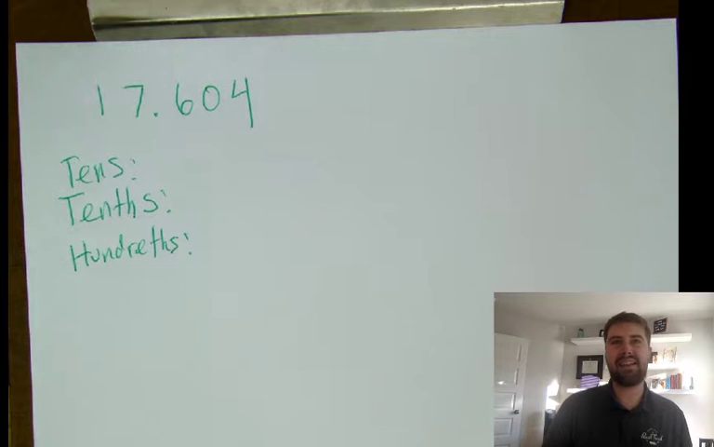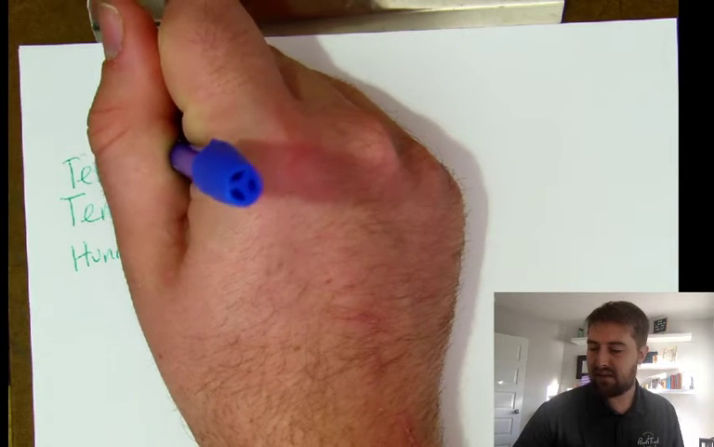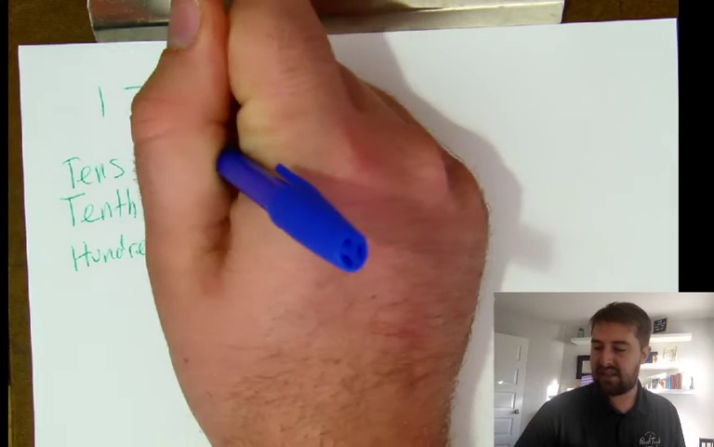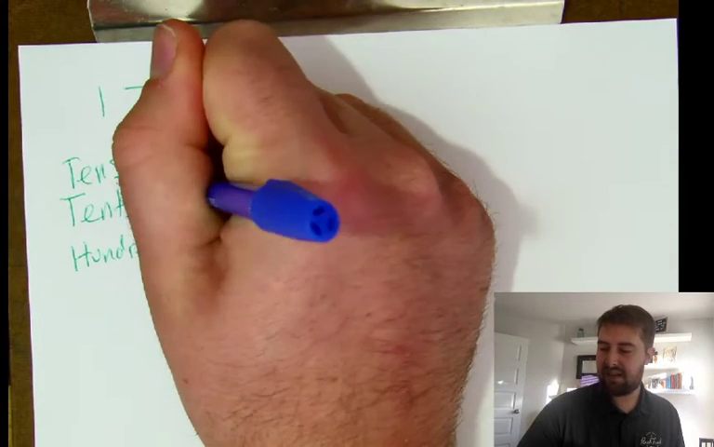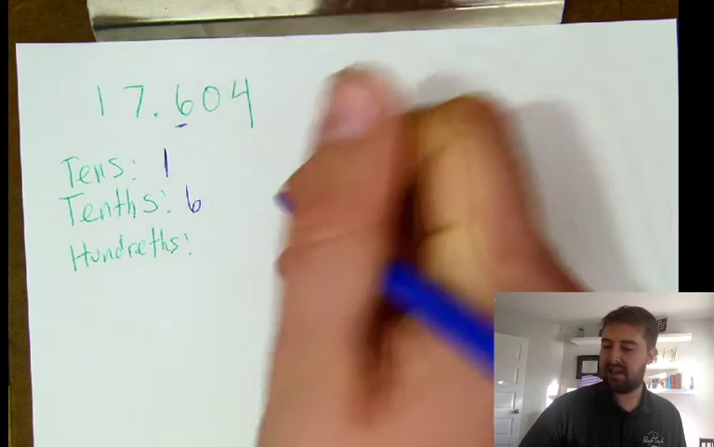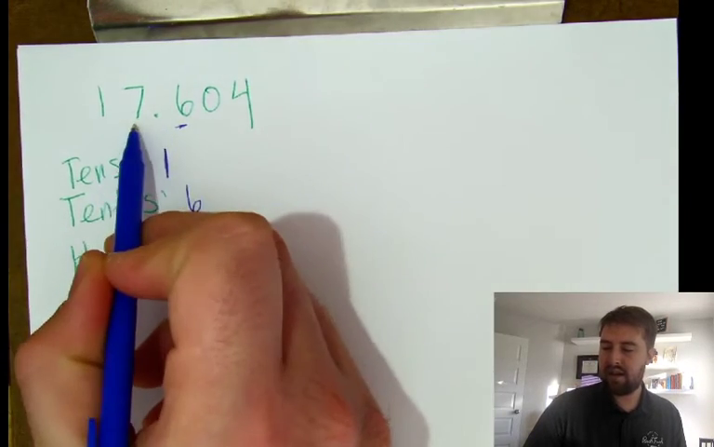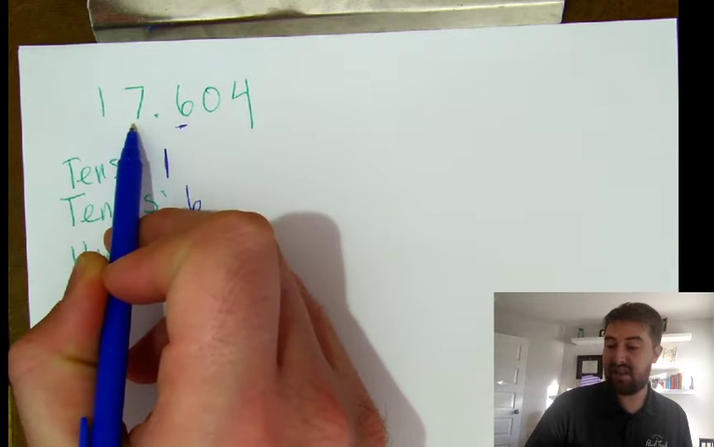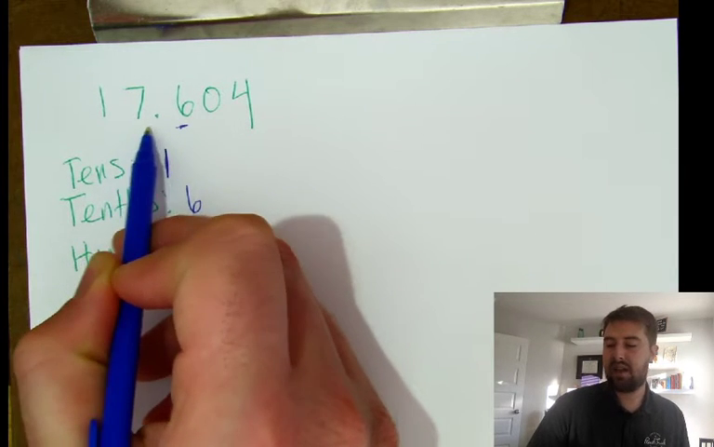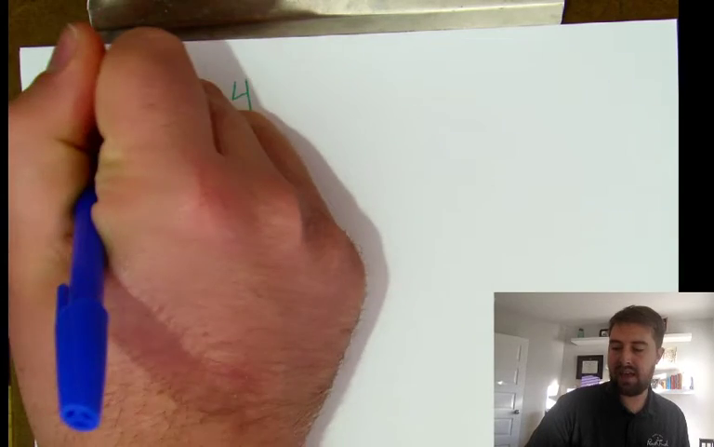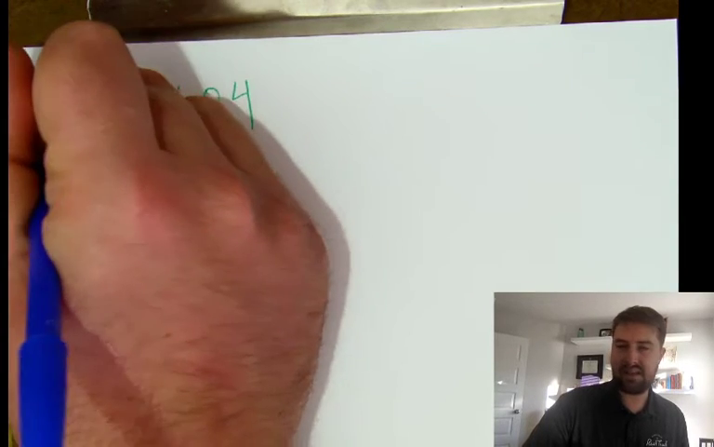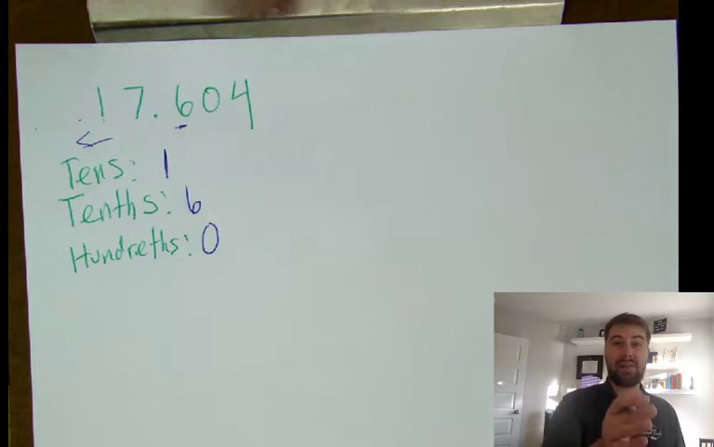So we got the tens place, the tenths place, and the hundredths place. I know the 1 is in the tens place. Now the 6 is going to be in the tenths place. And in the hundredths place, we have the 0. Because the number just to the left of the decimal place is going to be our ones place. And then as we go left, it goes up: tens, hundreds, thousands, 10,000s. It goes up as we multiply it by 10.